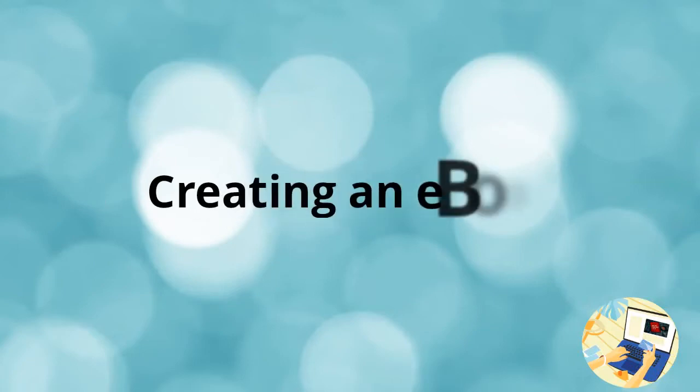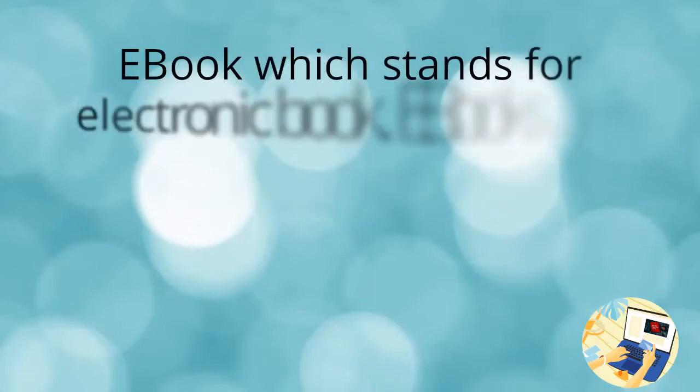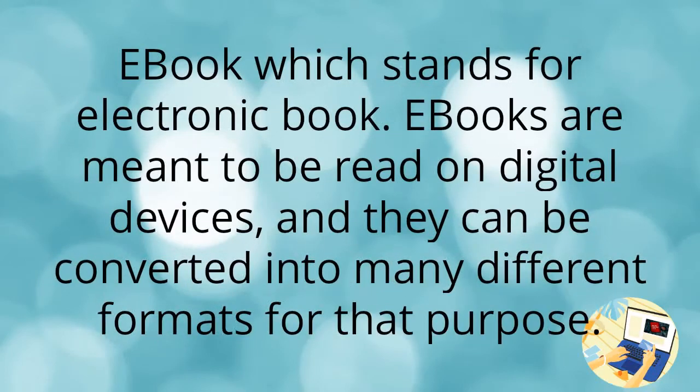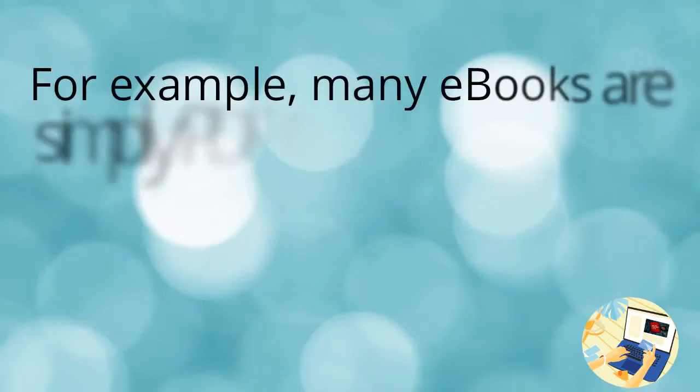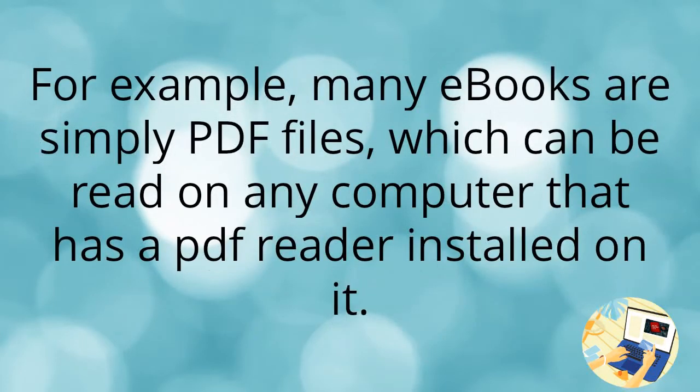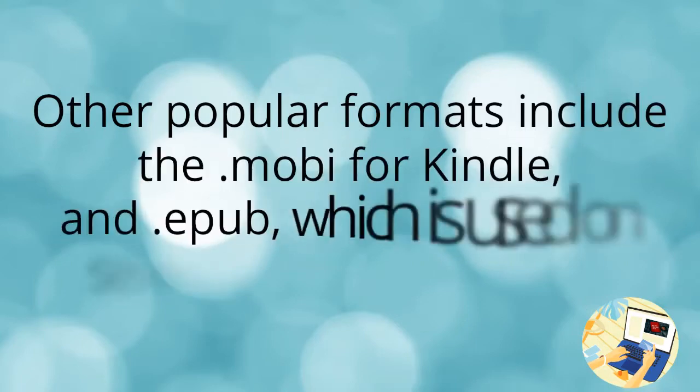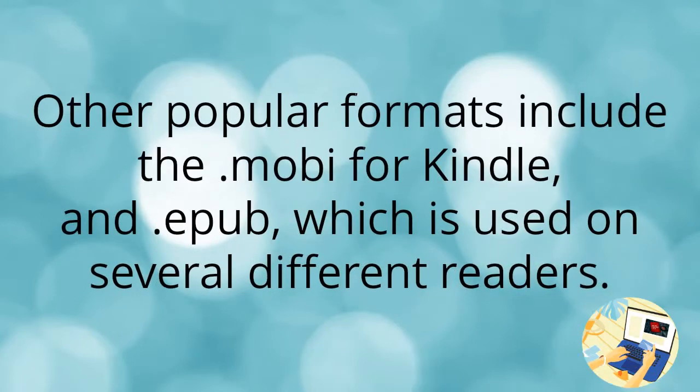The first type of digital product that we will be discussing is the ebook, which stands for electronic book. Ebooks are meant to be read on digital devices, and they can be converted into many different formats for that purpose. For example, many ebooks are simply PDF files, which can be read on any computer that has a PDF reader installed on it. Other popular formats include the .mobi for Kindle and .epub, which is used on several different readers.